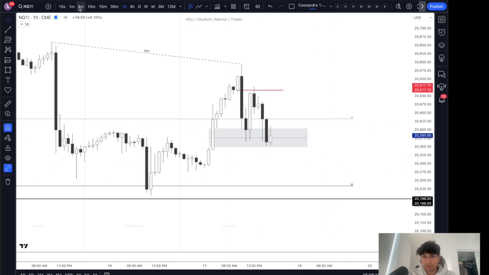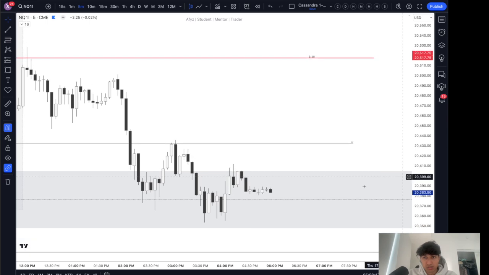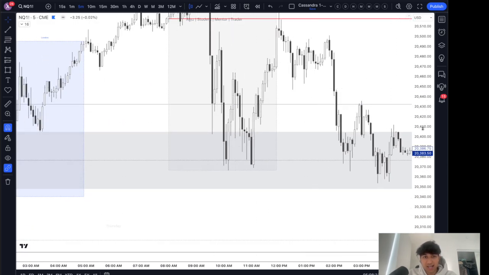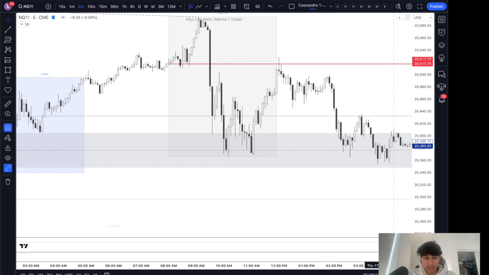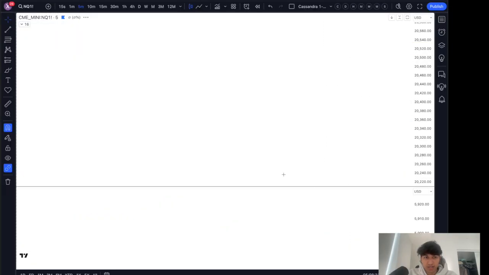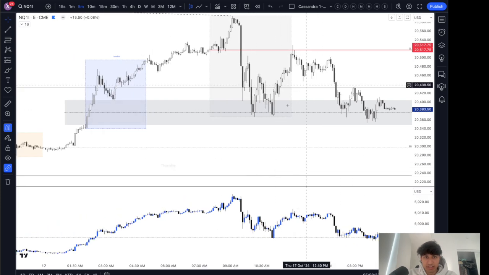Well, what I looked for and what I waited for was for price to form some sort of divergence inside of this internal range of liquidity. So if we pull up an ES chart here, we should be able to see exactly where that happens. So we're trying to frame an idea back into the range, right?